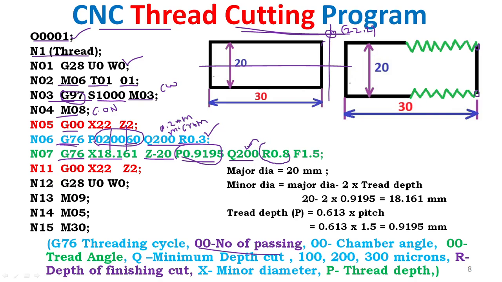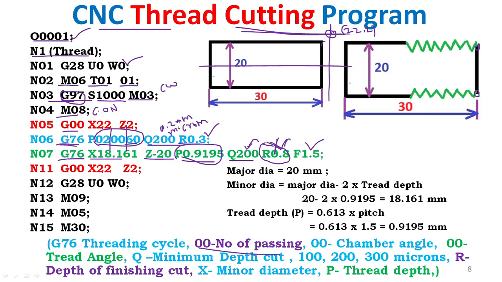Here R0.8 means the radial difference for a tapered thread. Suppose you want a straight thread rather than a taper; then you can omit this R value. If you want a tapered thread, then you give R0.8. Suppose you want a straight thread, omit the 0.8.